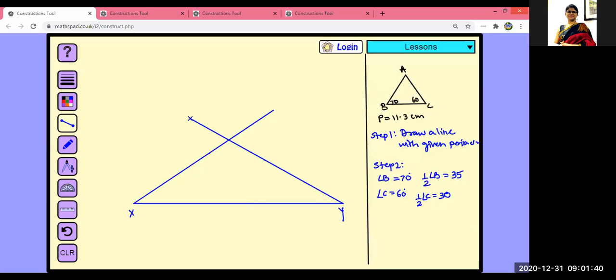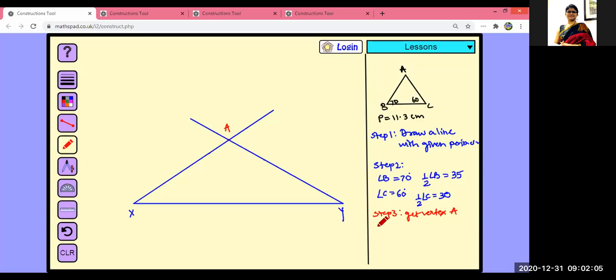So step 2 is complete and we have got a triangle like that. This top point is the vertex A. So we have got the vertex A. So step 3, get the vertex A.